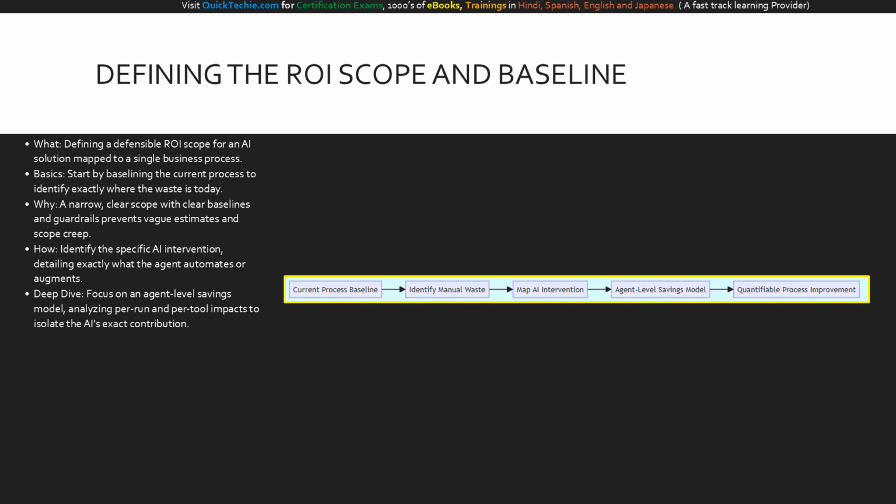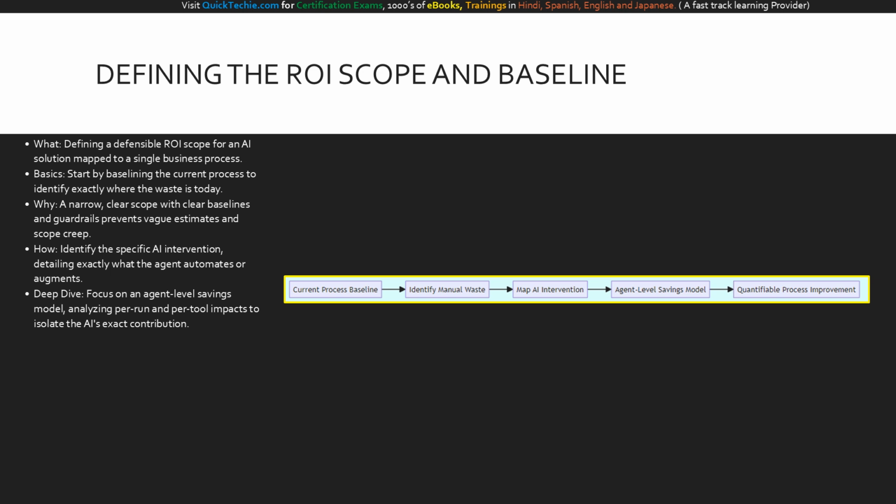Diving deeper, we focus heavily on an agent-level savings model. By analyzing the time saved on a per-run and per-tool basis, we can isolate the AI's exact contribution and ensure our savings calculations are grounded in the mechanical reality of the process. Let's walk through this process mapping diagram.